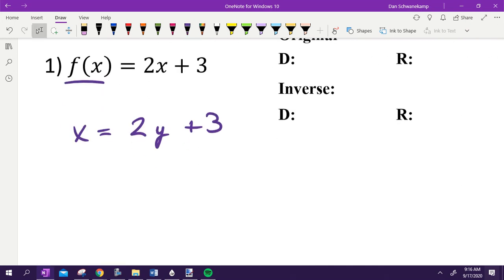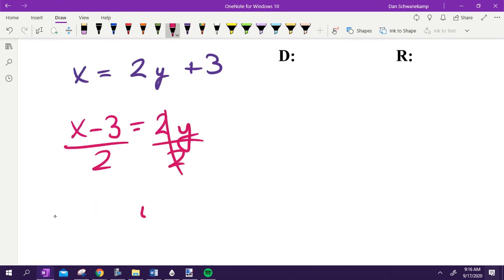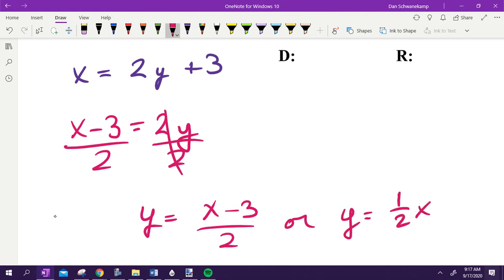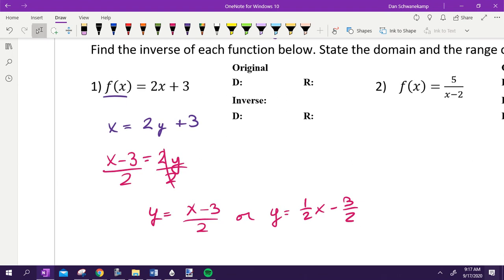Then I'm going to solve for y. You guys know how to do that. I'm going to subtract 3. I'm going to divide by 2. Boom. There is my answer. Y equals x minus 3 all over 2. Or you could write that differently. I don't know if it's better. 1/2 x minus 3 halves. They're both the same thing. We flipped x and y. We solved for y. That's it.